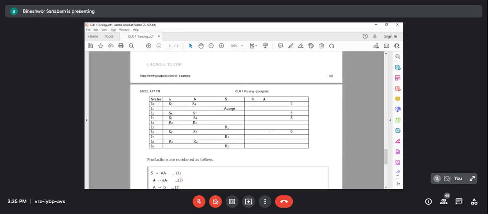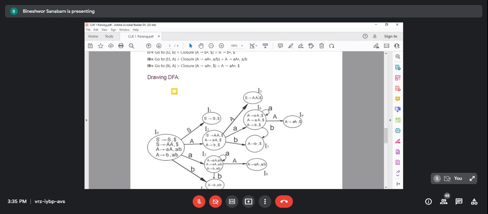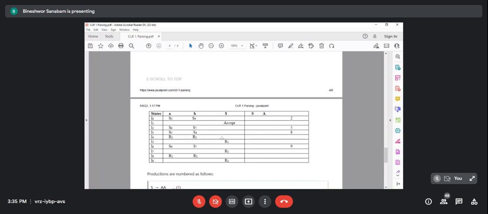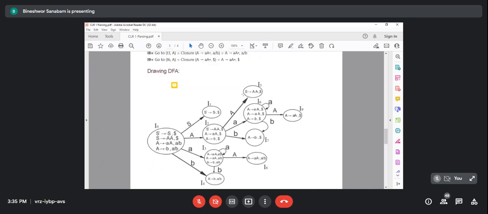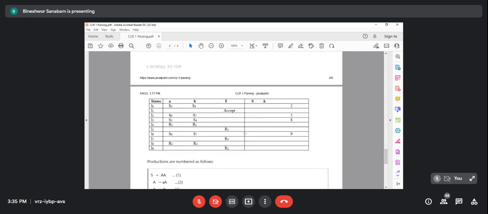And if you consider I5, what is our look ahead? The look ahead is dollar. So we are going to write the reduce in the dollar place. So R1, and the production here is S implies AA. So the production is R1.